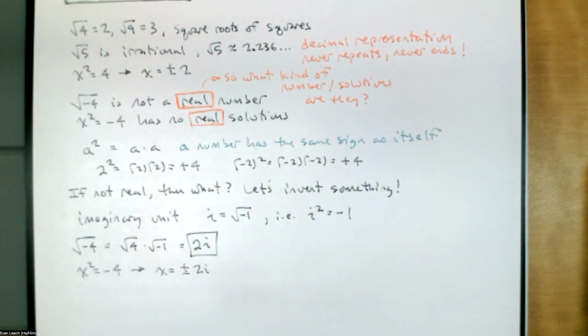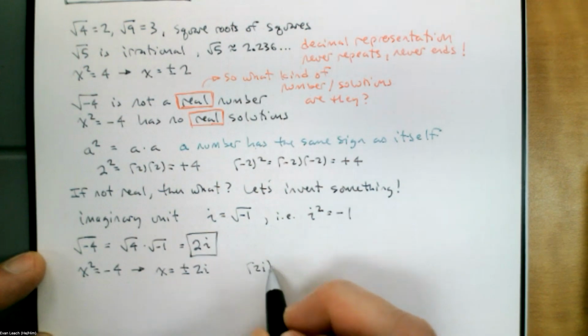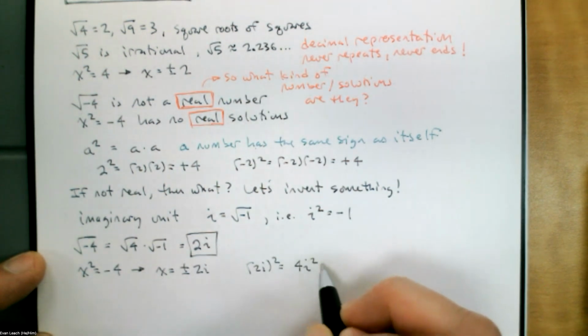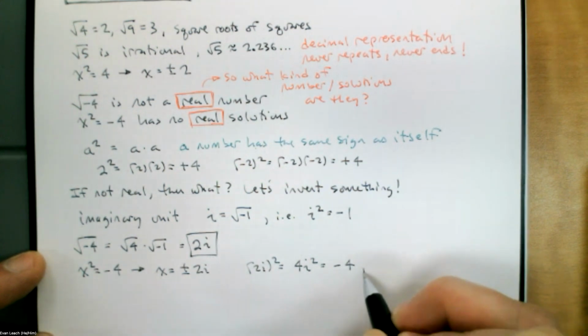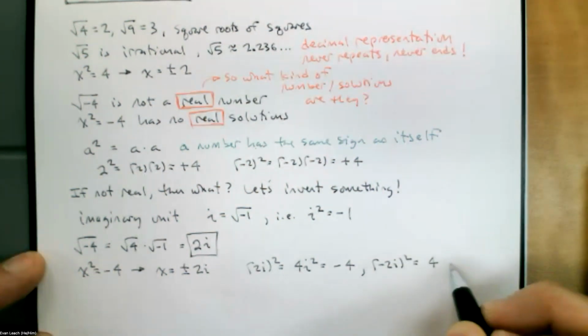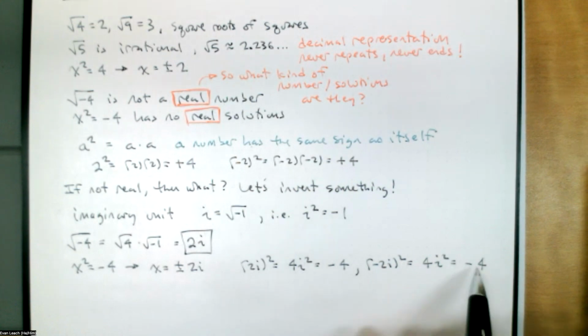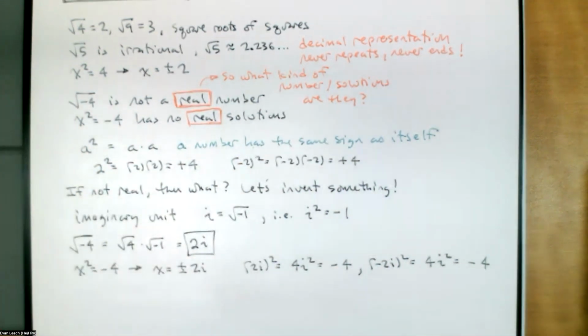If I take 2i and square it, 2i squared is going to be 4i squared. i squared is -1, so that's -4. And if I take -2i squared, -2 squared is 4, i squared is -1, so we get -4. This negative gets squared, but this negative at the end showed up from the i squared. So there are our two solutions to x squared equals -4. So we made a new form called the imaginary unit.